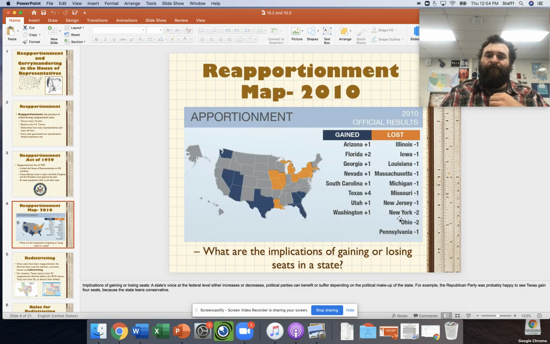So we see this map. We see in 2010, this is 10 years ago now, that some of these states are gaining population. People are moving to them. They cost less to live in than a place like California, so they're gaining seats. See, Texas had gained 4. I bet they gained even more, or are going to gain more in 2020. Other states, the Rust Belt, the South, they're losing population. What implications does gaining or losing a seat have? What does that mean for a state?